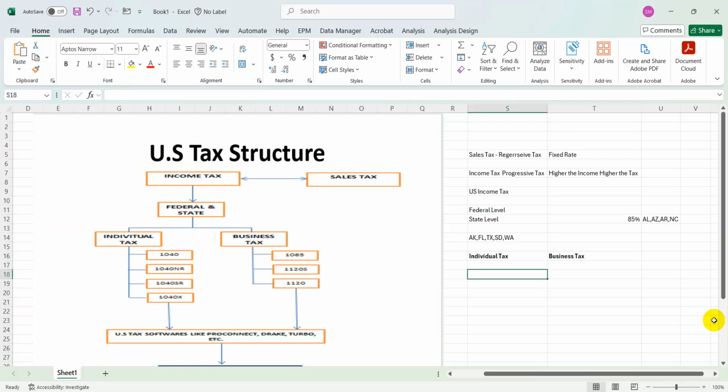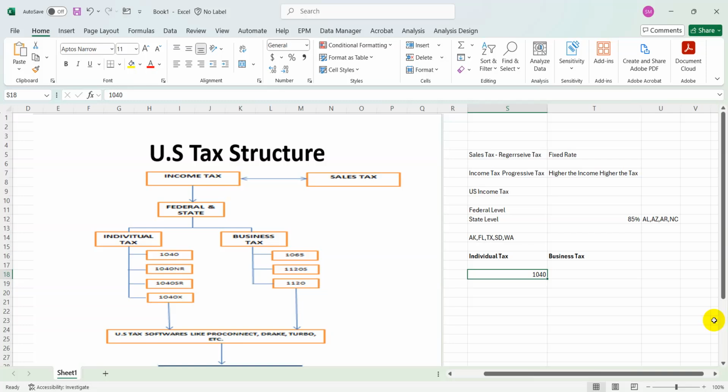Now in individual tax we have 1040. Remember one thing which is very important, if you are interested in becoming a tax consultant for the US tax in particular. The actual name of the form is 1040, 1065, 1099, 1120. These are the forms that you are going to do. So first is a 1040.